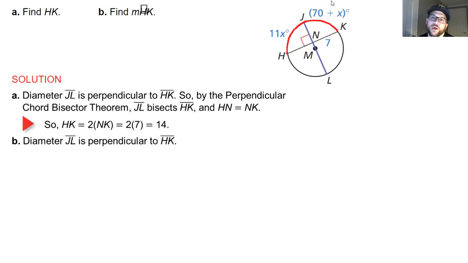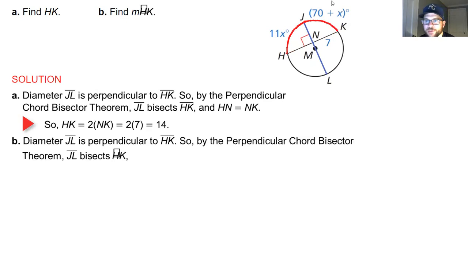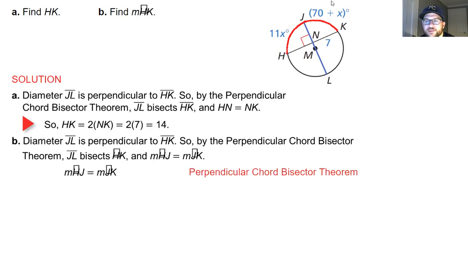Now, in order to find the arc measures, because of that chord being bisected with the diameter and it being perpendicular, you know that each of those corresponding arc measures are going to be congruent to each other. So you can set up an equation where the measure of arc HJ is equal to the measure of arc JK. And you have your equation of 11x equals 70 plus x.